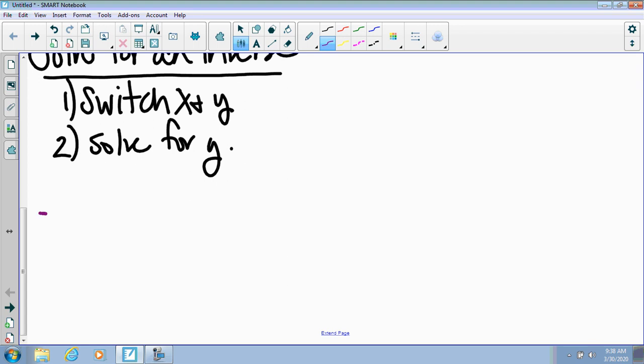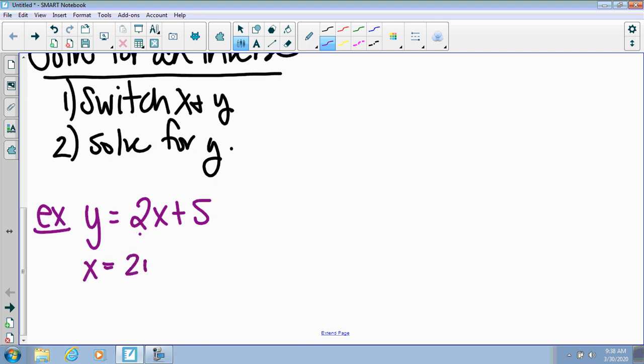Okay, so let's start with our first example. Let's say that y equals 2x plus 5. So we know that that's just a straight line. It starts at 5. Its slope is up 2 over 1. So if we're going to do our inverse, the first thing we want to do is switch our x and our y. So it's going to be x equals 2y plus 5. And then we want to get our y by itself. So to get the y by itself, the first thing you want to do is subtract the 5 from both sides.